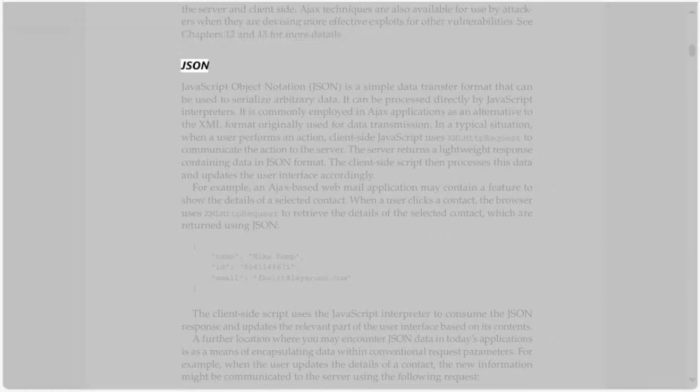JSON, JavaScript Object Notation. JSON is a simple data transfer format that can be used to serialize arbitrary data. It can be processed directly by JavaScript interpreters. It is commonly employed in Ajax applications as an alternative to the XML format originally used for data transmission. In a typical situation, when a user performs an action, client-side JavaScript uses XMLHttpRequest to communicate the action to the server. The server returns a lightweight response containing data in JSON format. The client-side script then processes this data and updates the user interface accordingly.